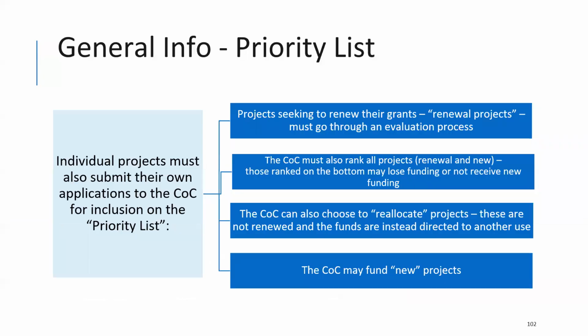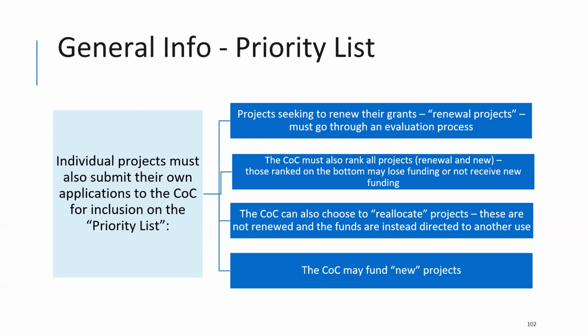So the CoC must submit a priority list to HUD. And basically what this means is that individual projects must also submit their own applications to the CoC for inclusion on the priority list. So projects that are seeking to renew their grants are renewal projects. They must go through an evaluation process, and the CoC uses objective criteria to score renewal projects as part of the CoC NOFA competition. The CoC must also rank all projects, both renewal and new. Those ranked on the bottom may lose funding or not receive new funding.